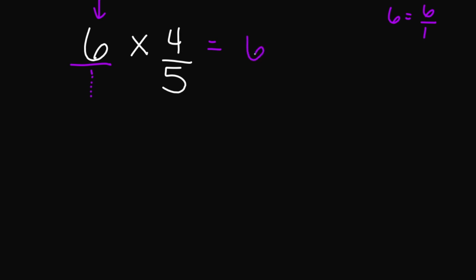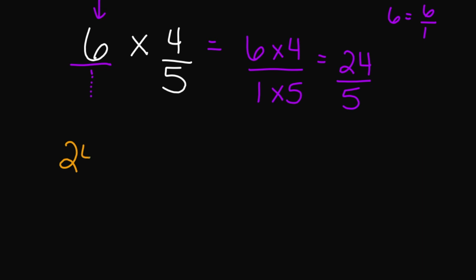So let's try 6 times 4 over 5. Here we have a whole number times a proper fraction. So the first thing I'm going to do is turn my whole number, which is 6 here, into a fraction. So this is going to look like 6 over 1. Remember, 6 equals 6 over 1. So we have 6 times 4 in my numerator, and in my denominator we have 1 times 5. 6 times 4 is 24, and 1 times 5 equals 5. All right, so your answer is 24 over 5.